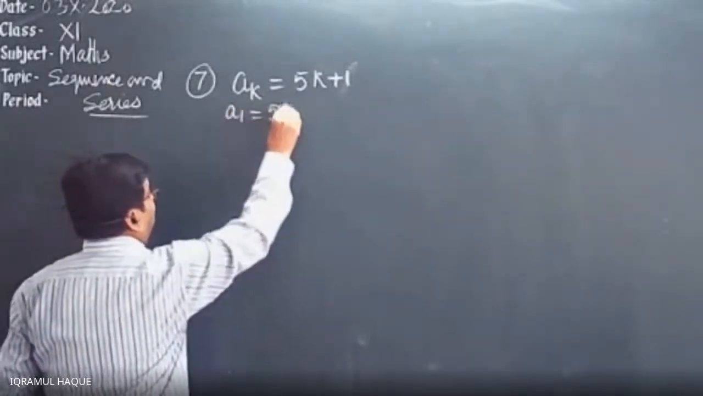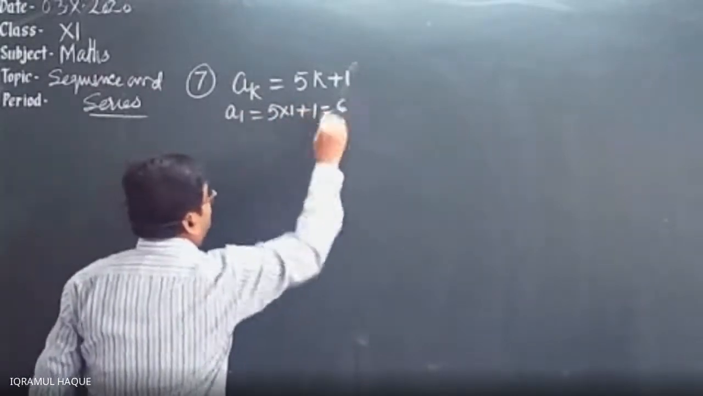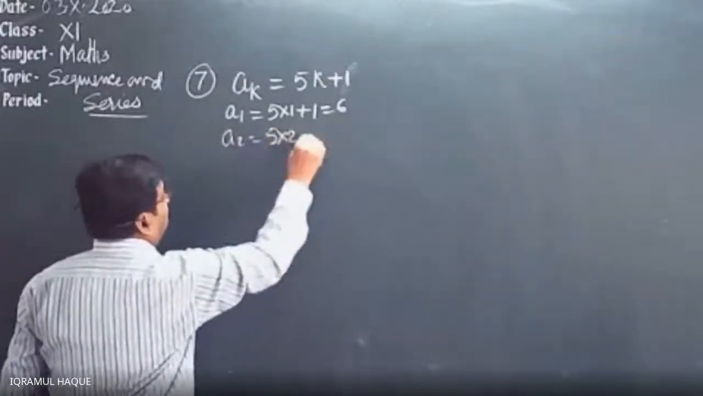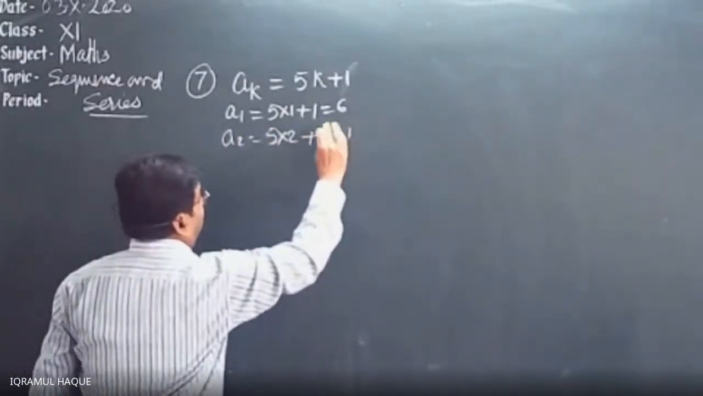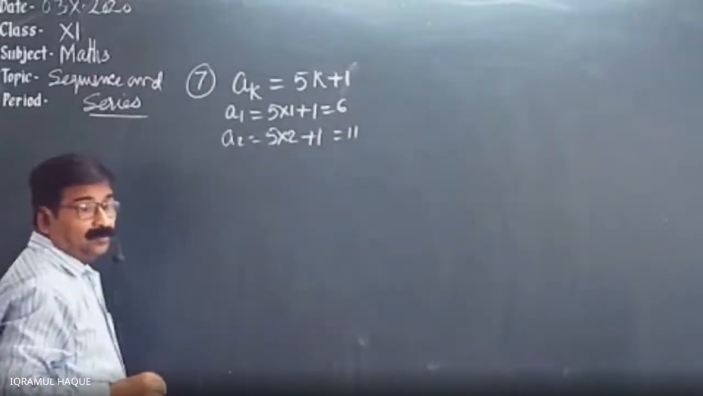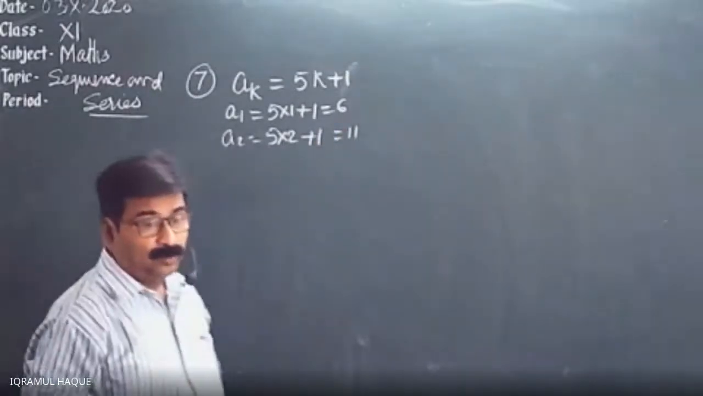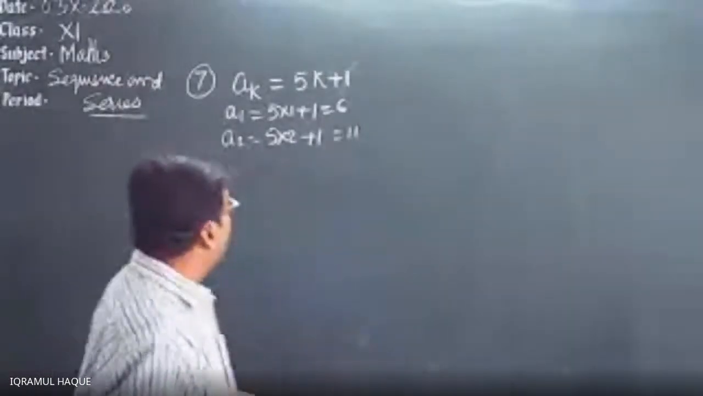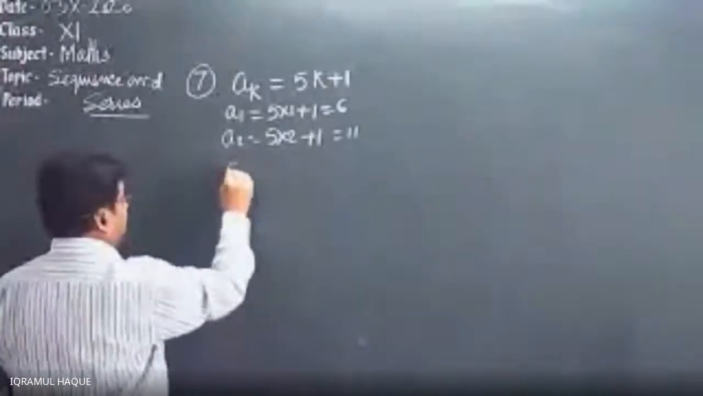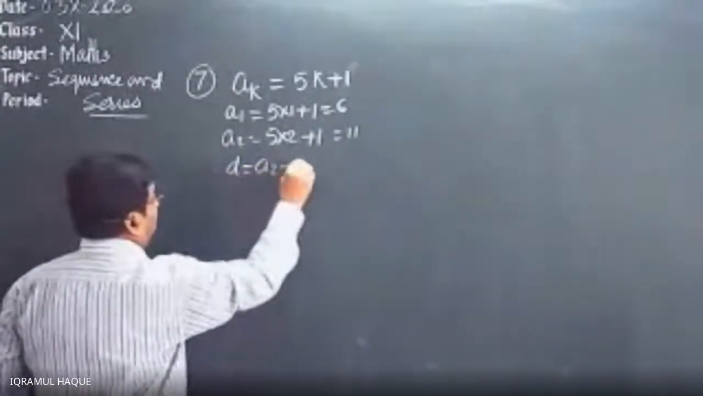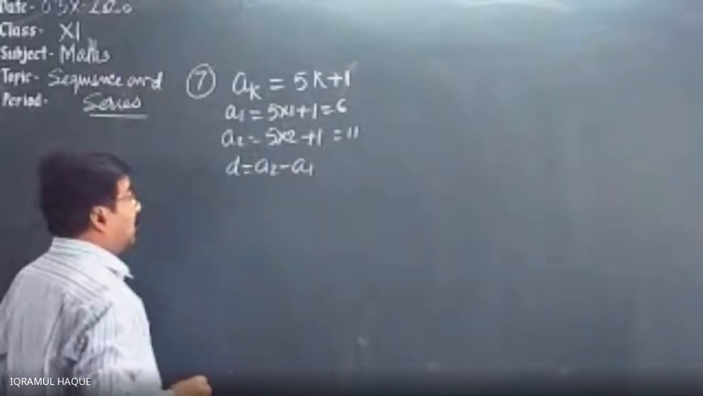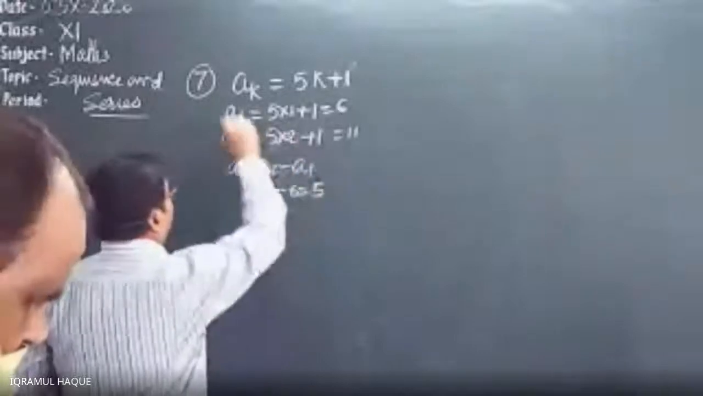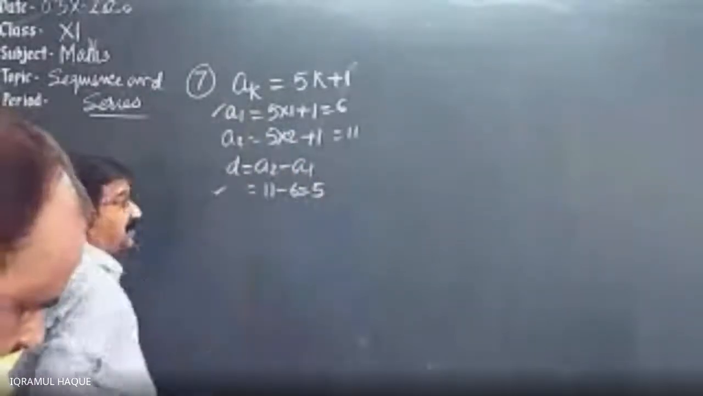A1 is equal to 5 into 1 plus 1, which is 6. A2 is equal to 5 into 2 plus 1, which is 11. Now we have to find D. D is equal to A2 minus A1. We have 11 minus 6, which is 5. So we have got the first term and the common difference.